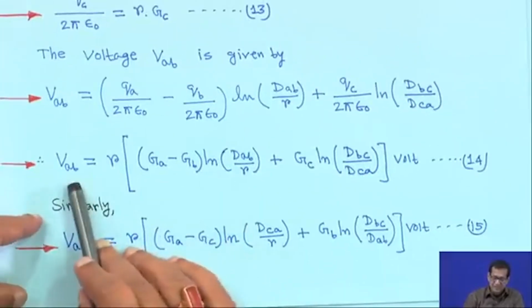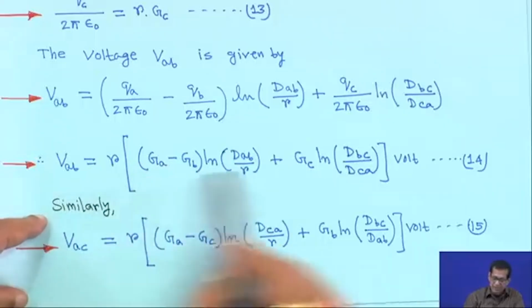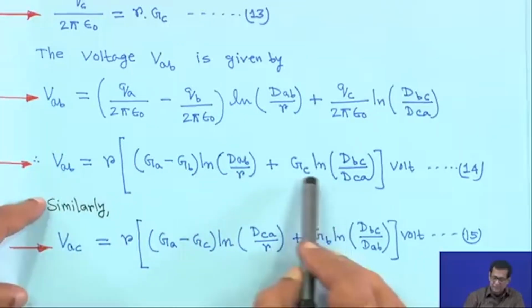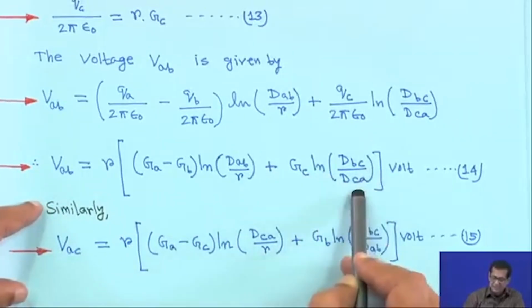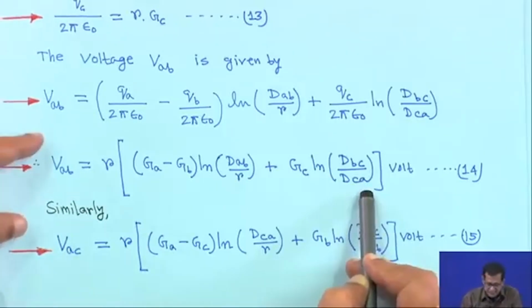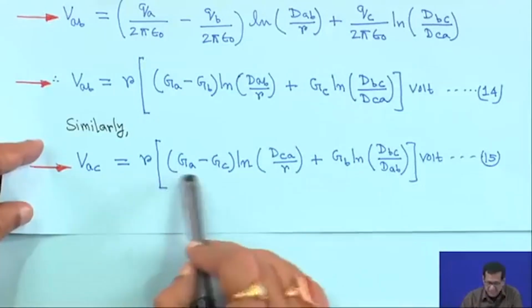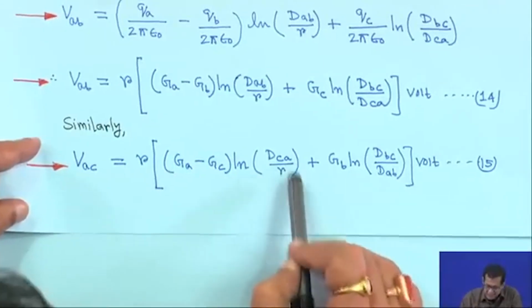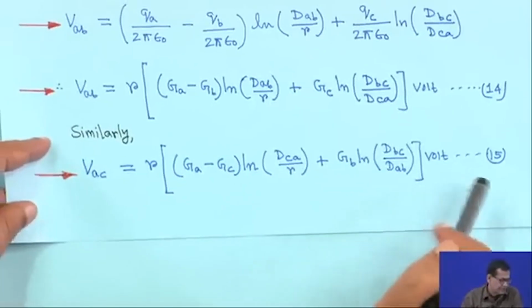Look, VAB is there, R is there, VAB. So, GA minus GB ln DAB R and the other thing is the phase C. So, that is this VAB actually. So, the first phase is GC ln DBC upon DCA, right. And similarly for VAC you can write R into GA minus GC ln DCA upon R plus GB ln DBC upon DAB, this is volt, right.